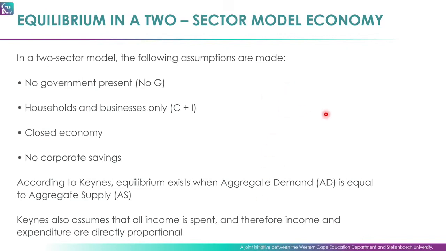Right, we are looking at the equilibrium in a two-sector model. Remember, in a two-sector model, we have the following assumptions. There is no government present, so there won't be any G. There are only households and businesses, so there's only C plus I. This is a closed economy, and there are no corporate savings, meaning businesses don't save, they spend everything they earn. According to Keynes, equilibrium exists when aggregate demand, AD, is equal to aggregate supply, AS. It also assumes that all income is spent, and therefore income and expenditure are directly proportional.